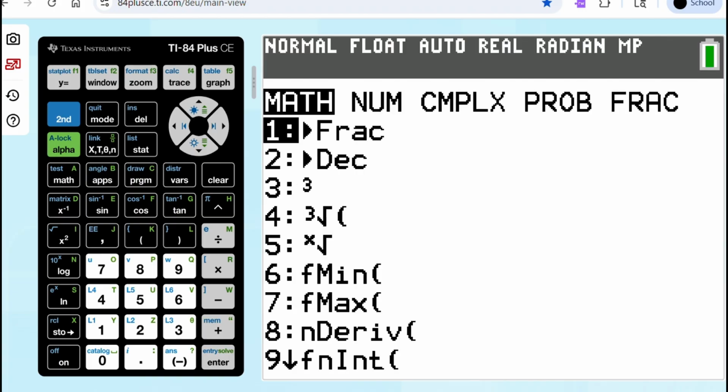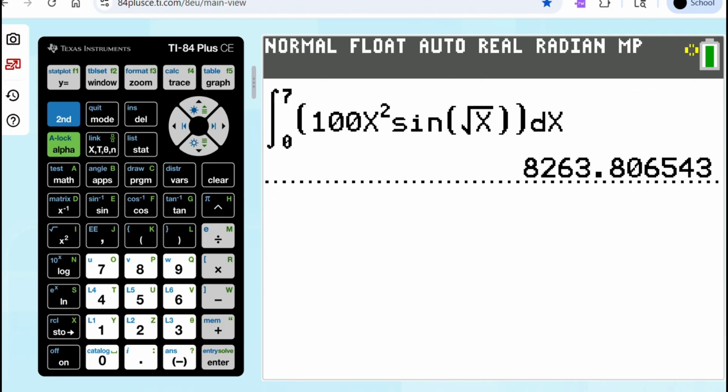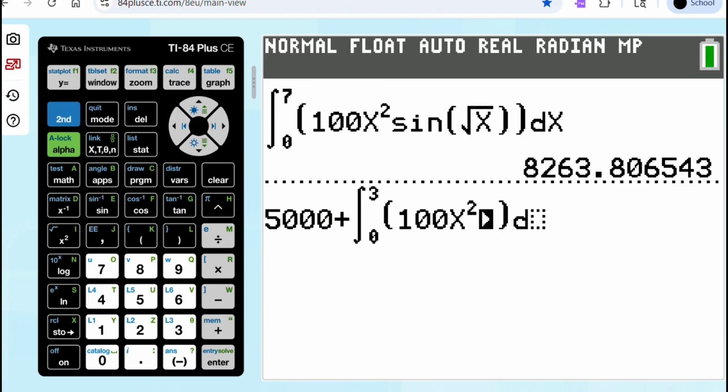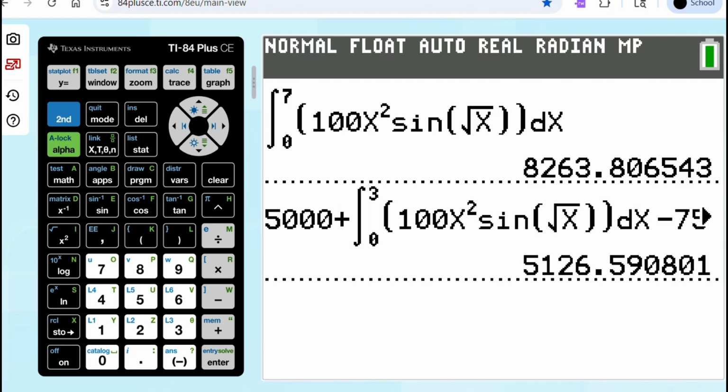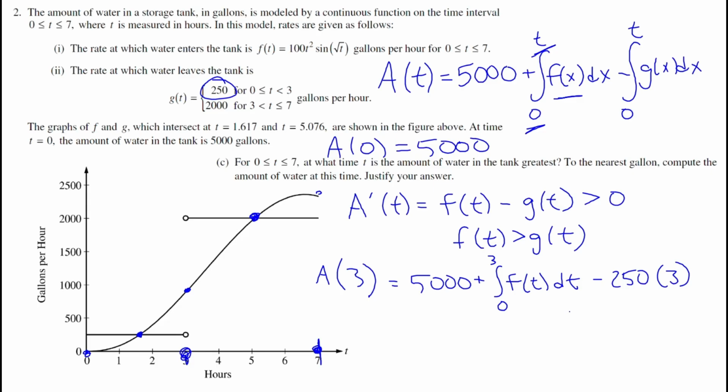plus the integral, math option number 9, from 0 to 3 of our function 100x squared sine of the square root of x. And then we're going to subtract from it 3 times 250, which is 750, which is going to give us 5,126.591. Rounded to the nearest whole number, we'll say this is approximately 5,127.